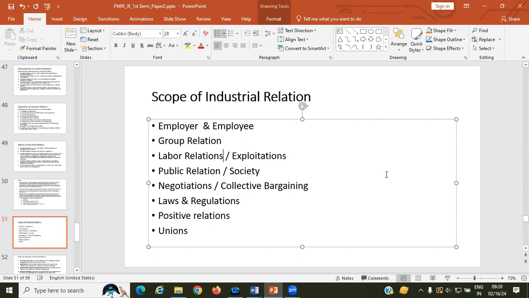Negotiation, collective bargaining. I was talking about exploitation and related to employment, any rules and regulations related to employment.